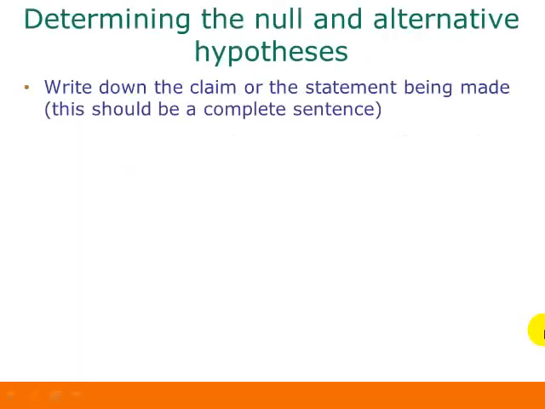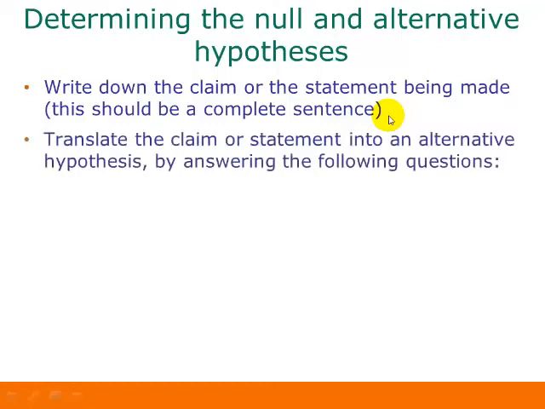So in order to do a hypothesis test, we first have to have a claim or a statement that's being made. So the first step in finding the null and alternative hypotheses is to write down this claim as a complete sentence. Then we're going to take that claim or statement and translate it into an alternative hypothesis by answering these questions.